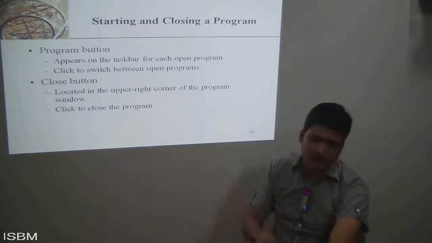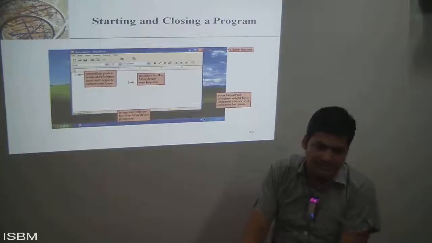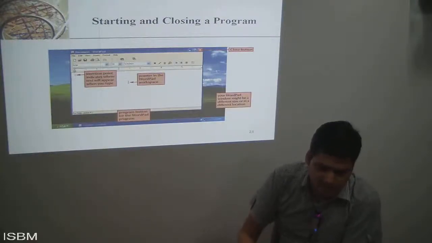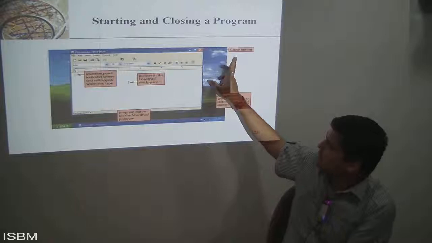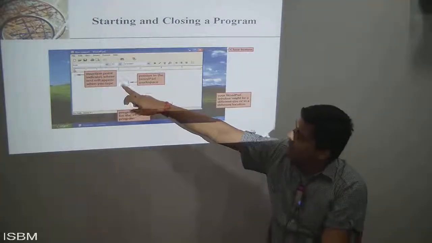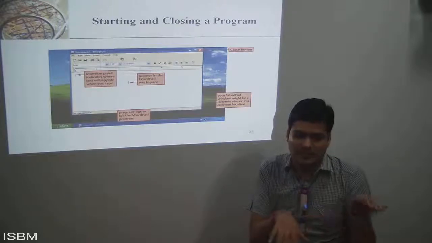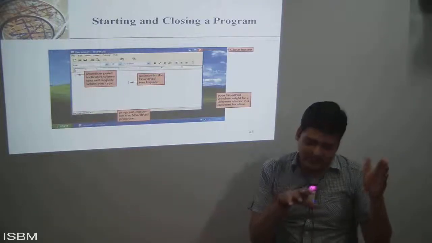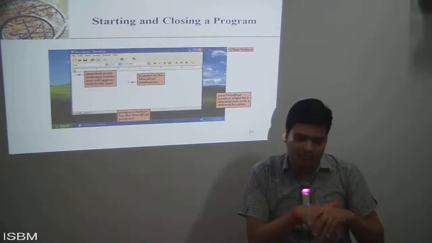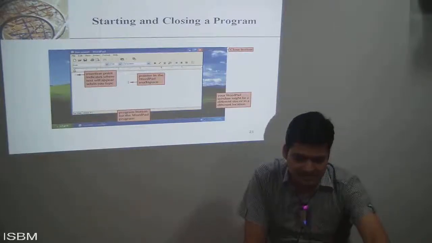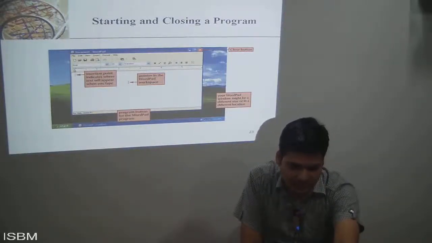So clicking on the close of the program. Next is the starting and closing of a program. See, there is a close button to start your program. The insert pointer indicates where to start. When you type, it will start from there. Basically, it starts with the left-hand side pointer, the WordPad workspace and the program button for the WordPad.